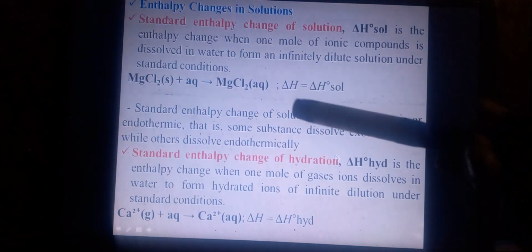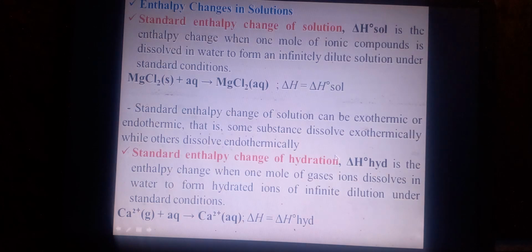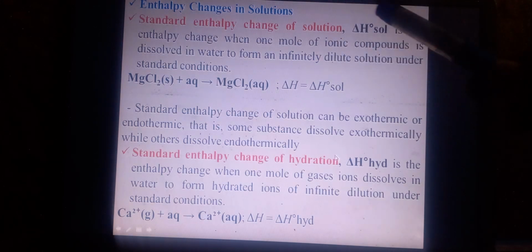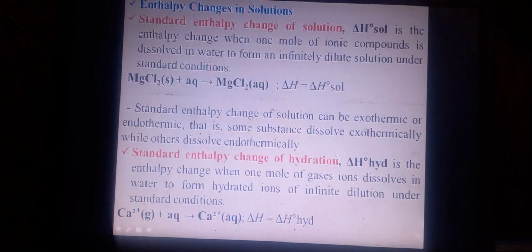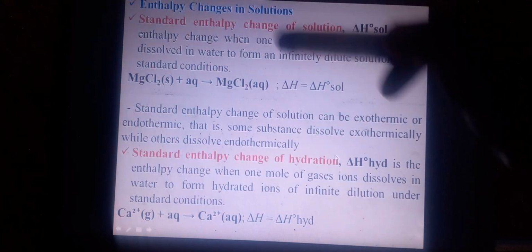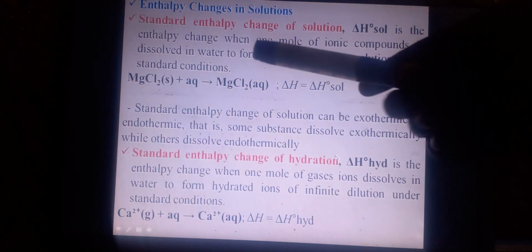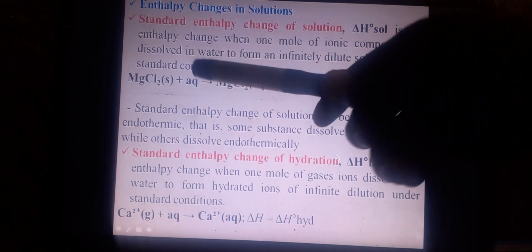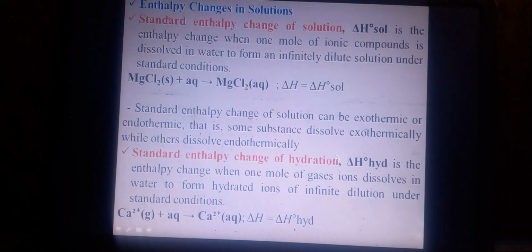So the first one, we look at standard enthalpy change of solution. What is the meaning of standard enthalpy change of solution? It is normally denoted by the symbol delta H naught. Naught means that the enthalpy change has been determined under standard conditions of temperature and pressure. So standard enthalpy change of solution is the enthalpy change when 1 mole of an ionic compound is dissolved in water to form an infinitely dilute solution under standard conditions.